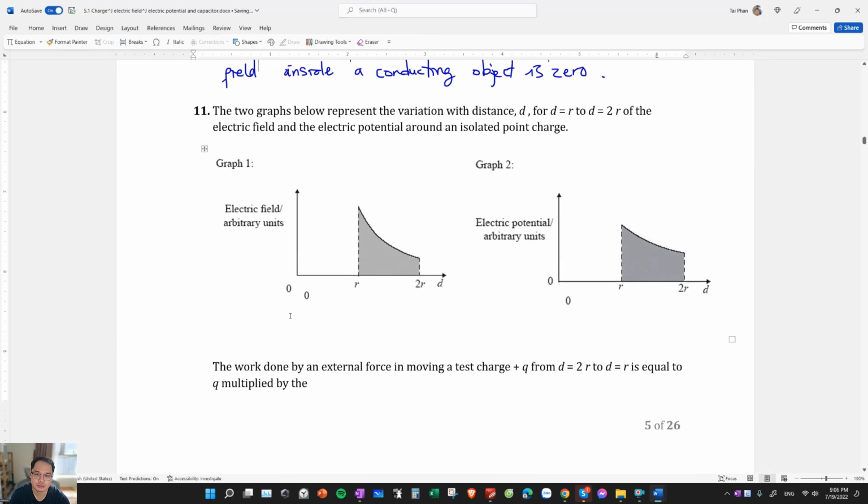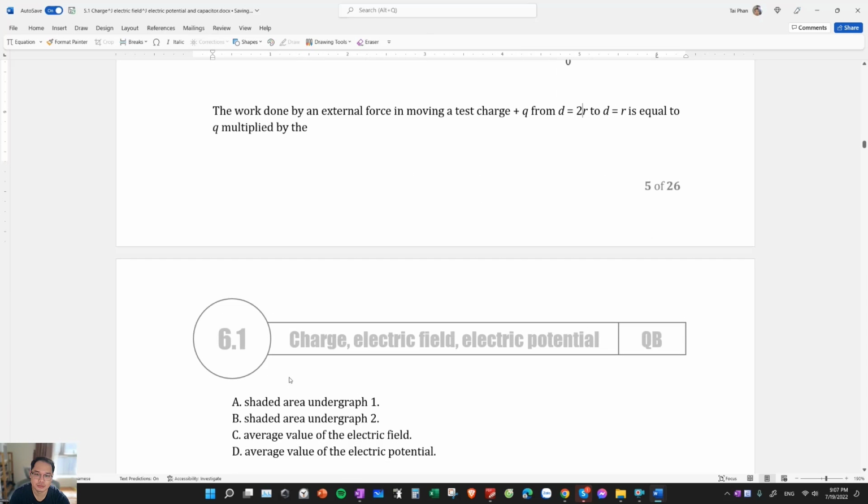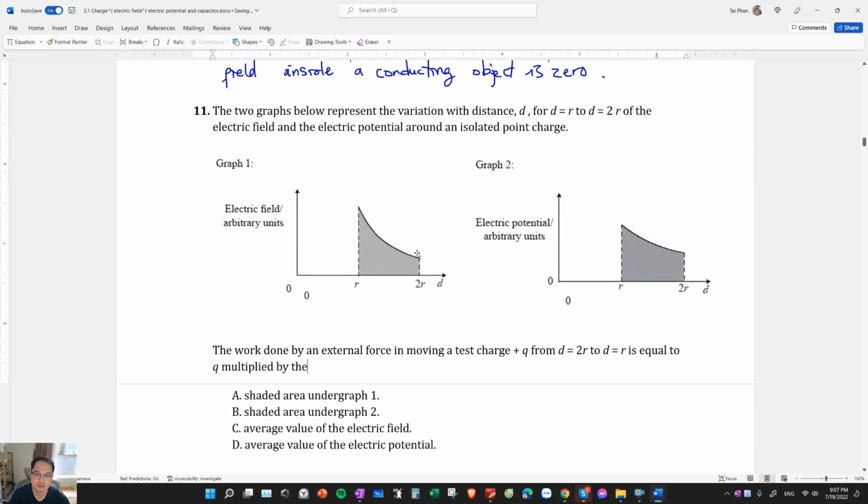Okay, the next question is quite difficult. The two graphs below represent the variation with the distance d, for d equal to r and 2r, of the electric field and the electric potential around an insulated point charge. The work done by an external force in moving a test charge Q from 2r to r is equal to Q multiplied by which concept, A, B, C, D? The question is external work.